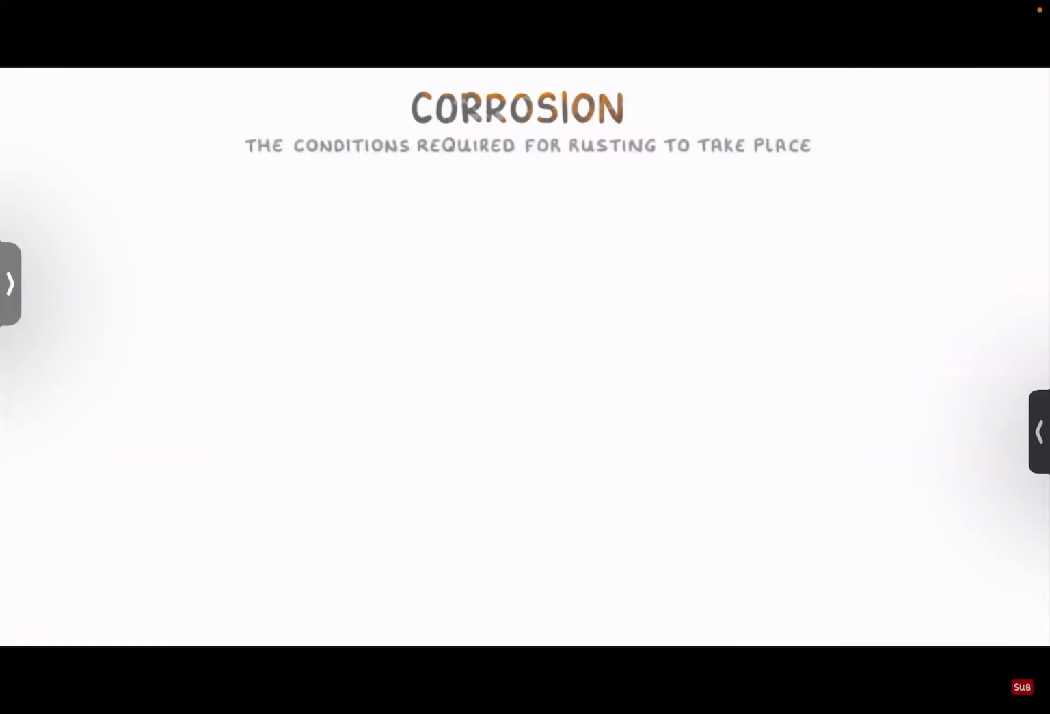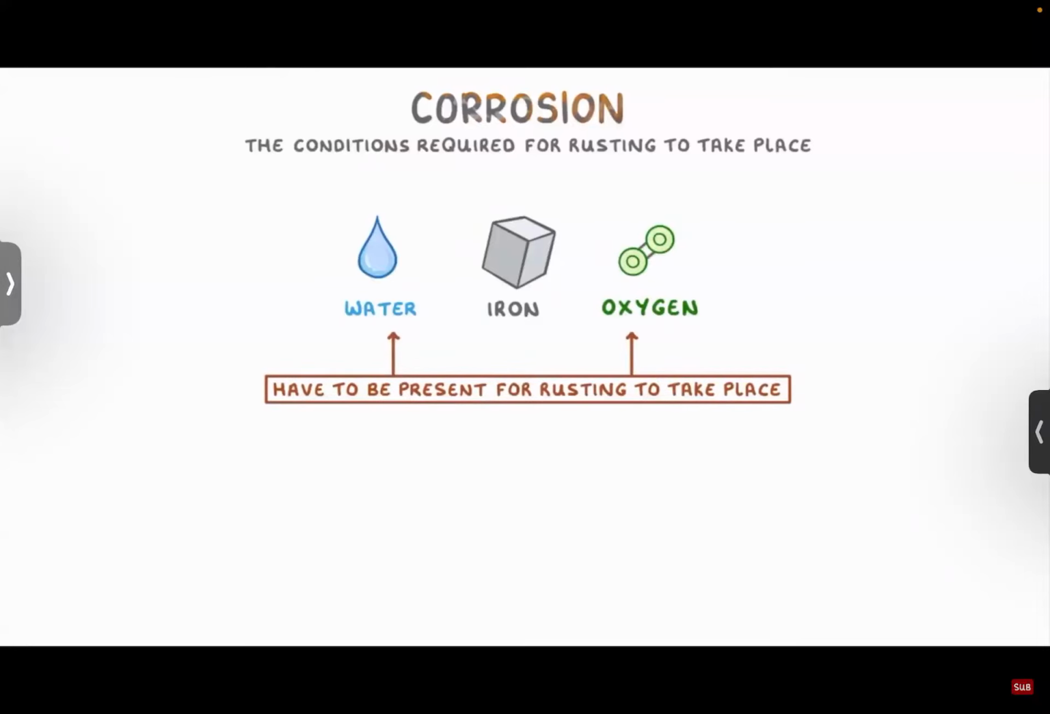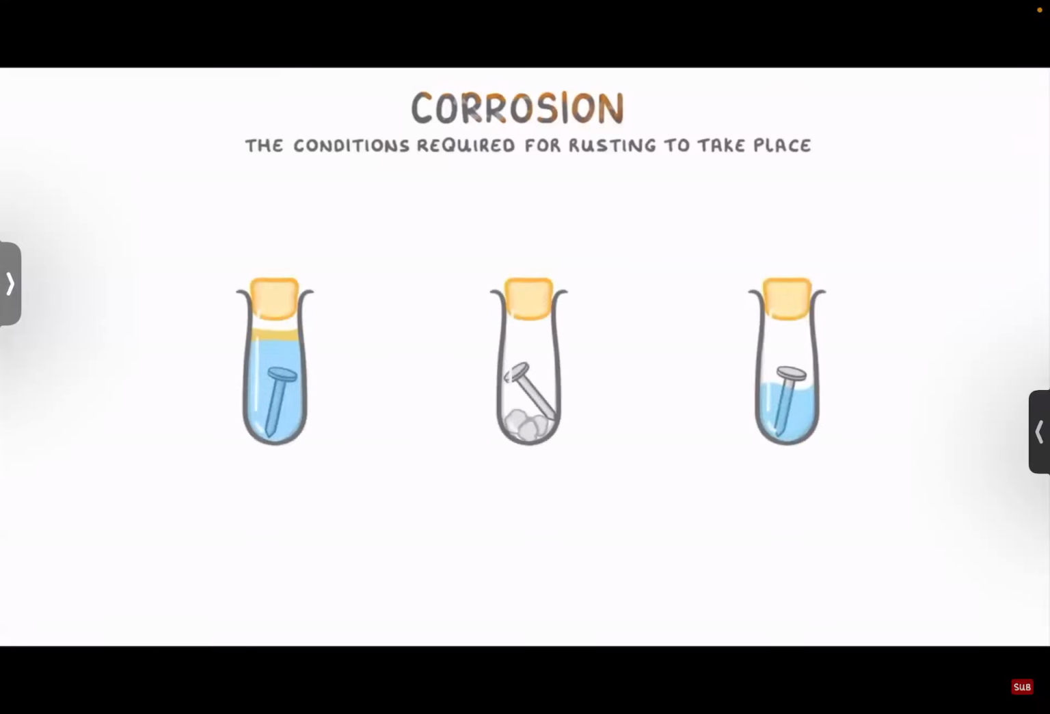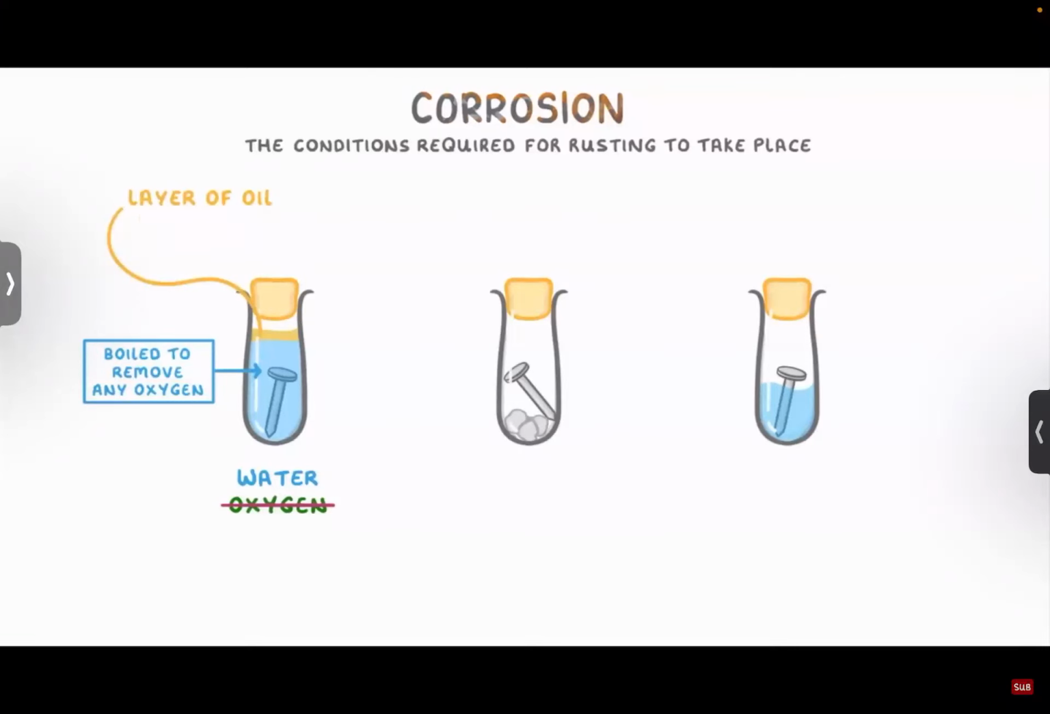The next thing we need to cover are the conditions that are required for rusting to take place. We said earlier that rusting involves iron reacting with oxygen and water from the environment. So both of these have to be present for rusting to take place. To see this in practice, let's imagine 3 test tubes, each one with an iron nail in it. The first test tube contains water but no oxygen. This is because the water has been boiled to remove any of the oxygen that was previously dissolved in it. And this layer of oil at the top stops any new oxygen that's in the air from dissolving into the water.